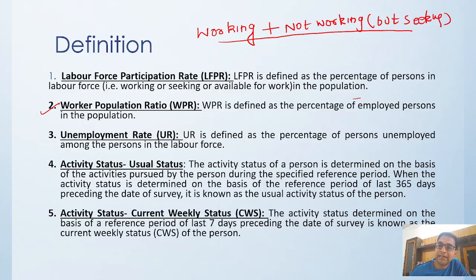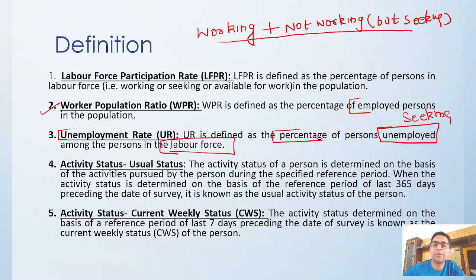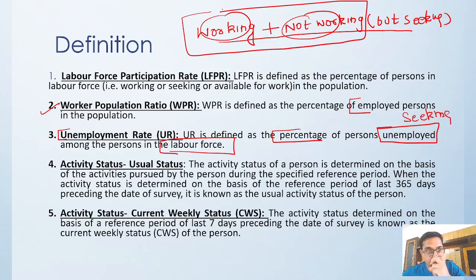Then what is the meaning of worker population ratio, WPR? It is the percentage of employed persons of the total population. You got it? Okay. Then unemployment rate. What is the meaning of unemployment rate? It is the percentage of people unemployed. That means those who are seeking employment among the people in the labor force, the total labor force. Total labor force means working and non-working. So non-working divided by working plus non-working is called unemployment rate.